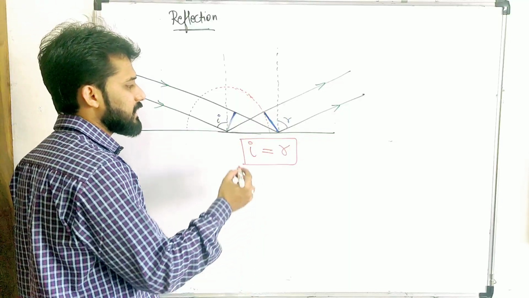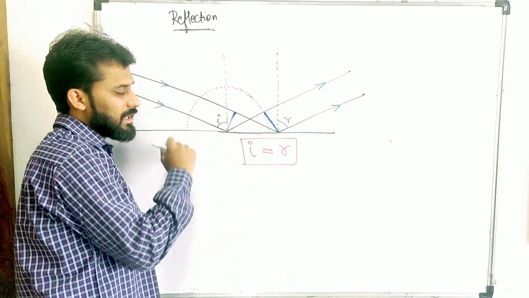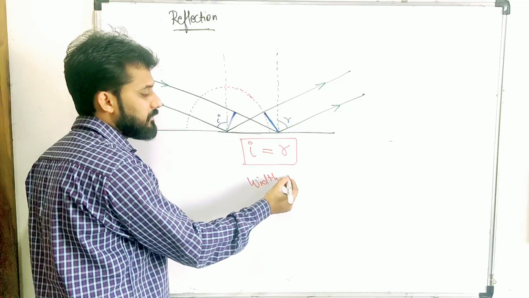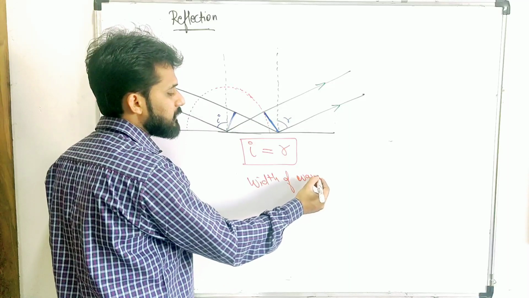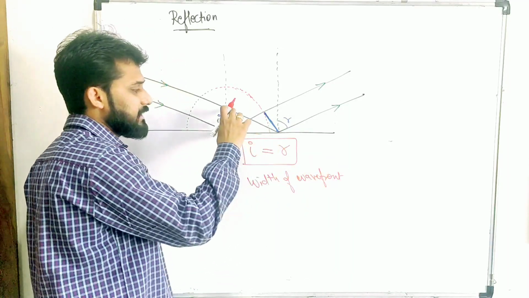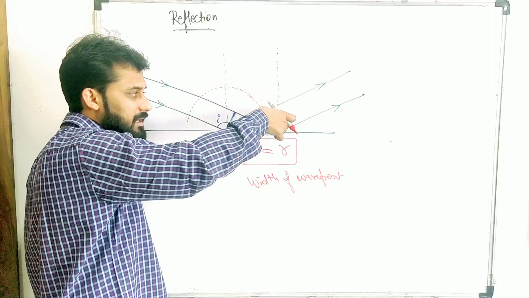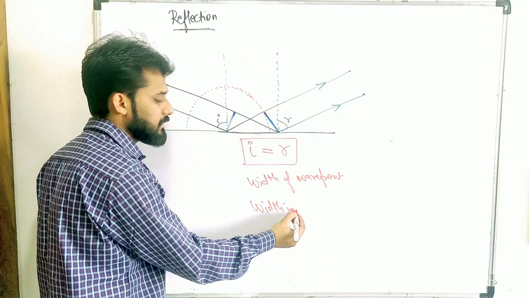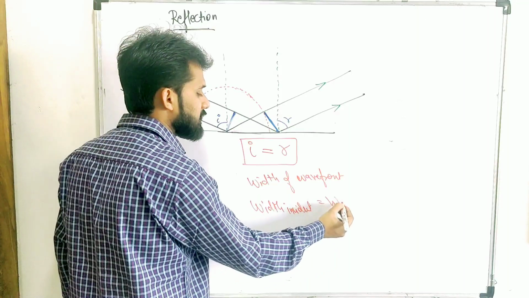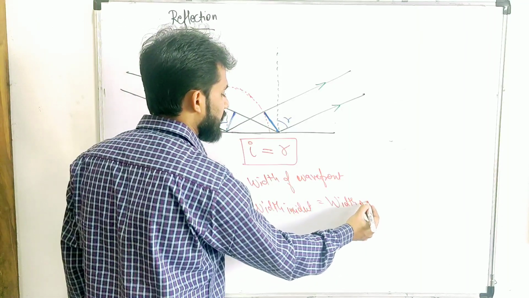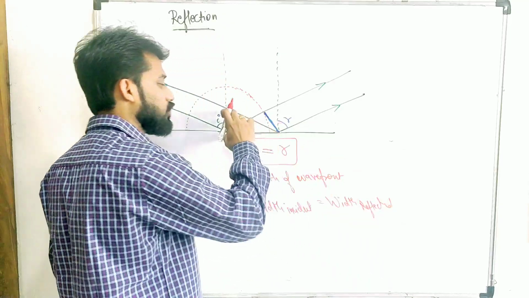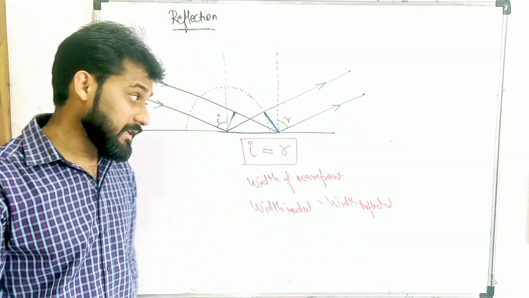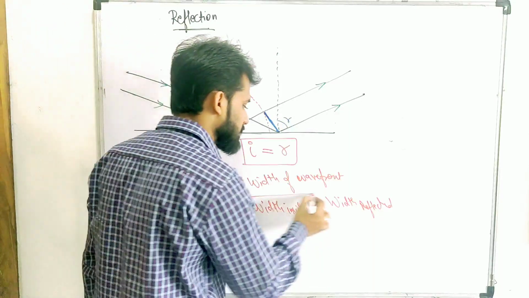And the second important thing is this blue color line. What is this blue color line? This line is called the width of wavefront. This is the width of the wavefront, right? This width remains the same even after reflection. So width of incident and width of reflected wavefront is the same. There is no change in the width. In refraction we will see that the width will either increase or decrease, depending on which medium to which medium the light goes.